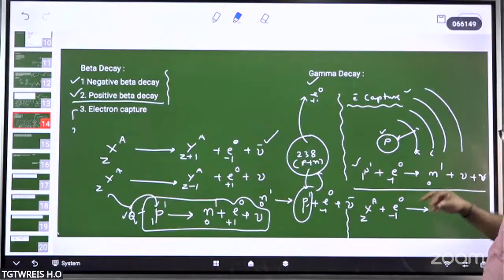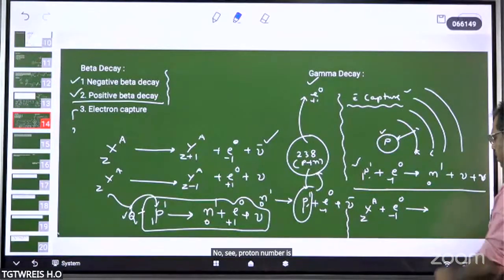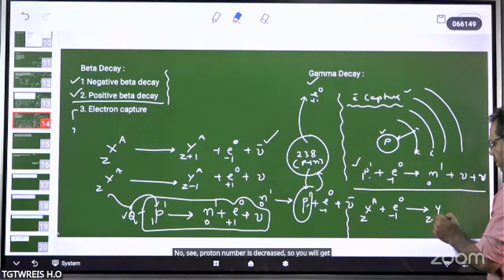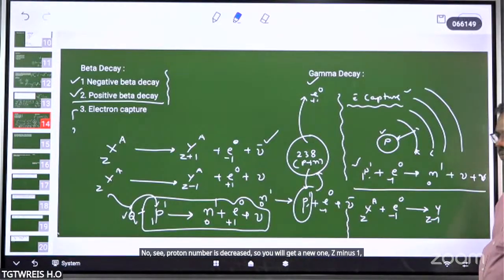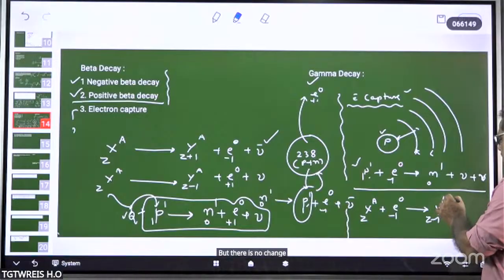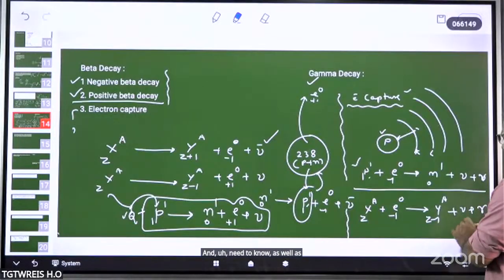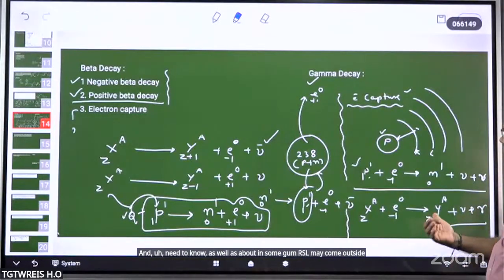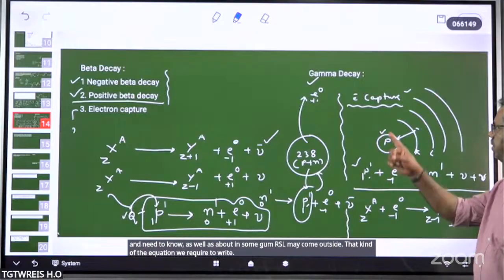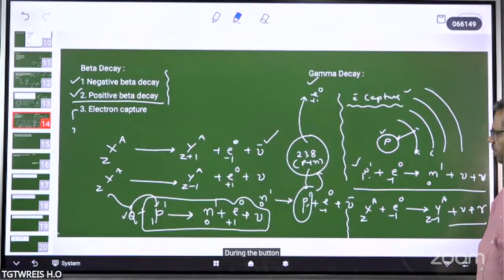Now see, proton number is decreased. So you will get nu1, Z minus 1, but there is no change in the mass number A, and neutron as well as some gamma rays will come outside. That kind of equation you require to write during electron capture.